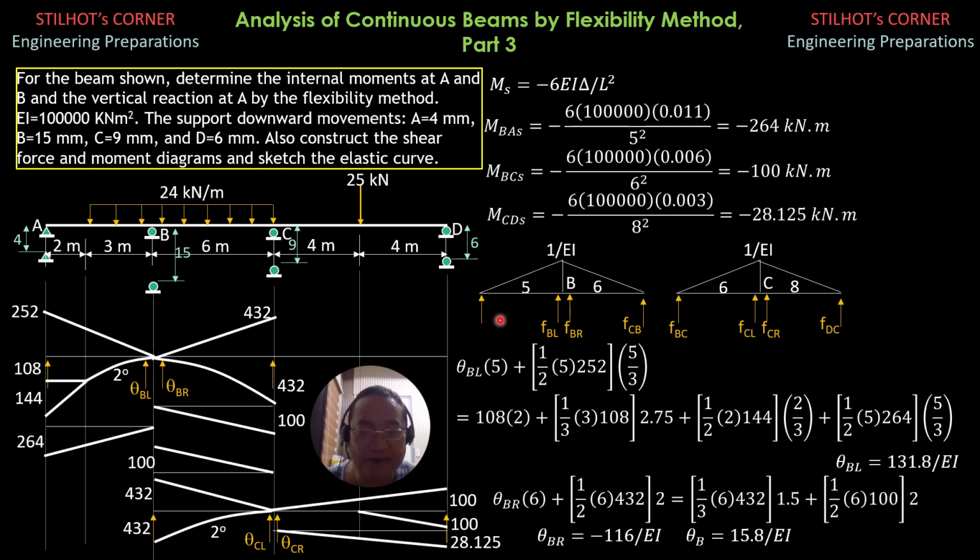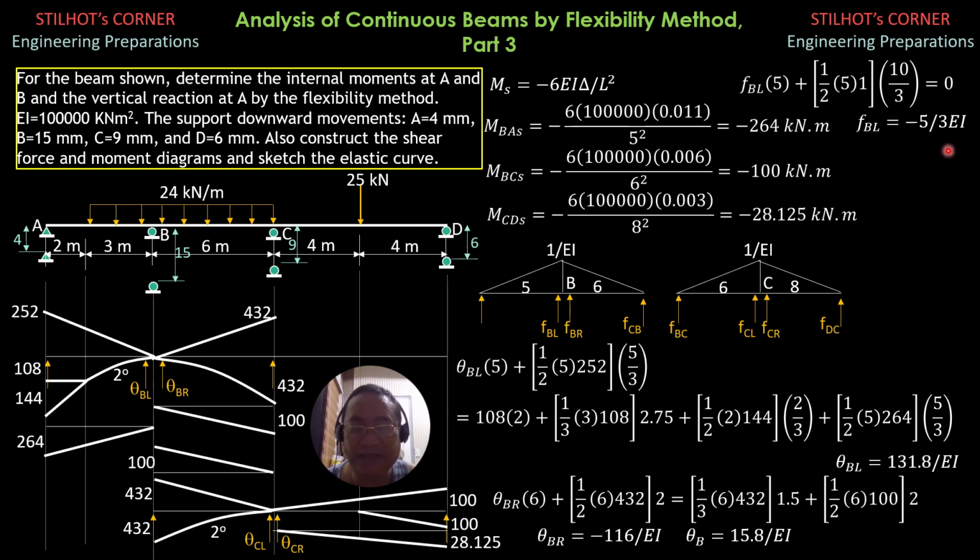Next, let's solve for FB left. We sum up moment about the left here considering this diagram. So FB left times 5 plus 1/2 of 5 times 1, 2/3 of 5 is 10/3, equals 0. So FB left is equal to negative 5 over 3 EI. Likewise, summation moment about the right, FB right times 6 plus 1/2 of 6 times 1, 2/3 of 6 is 4, moment arm, 1/2 of 6 times 1 times 4 equals 0. So FB right is equal to negative 2 over EI.